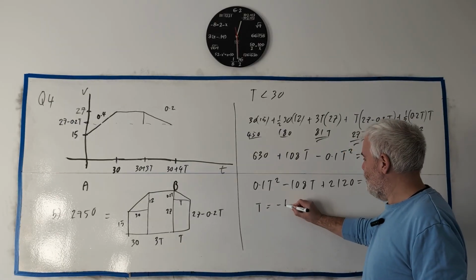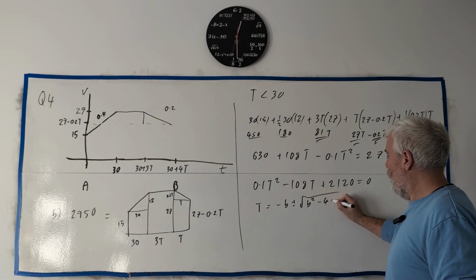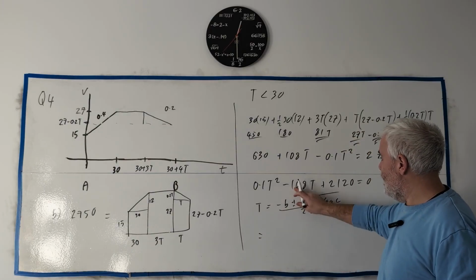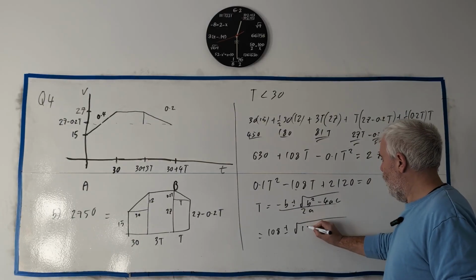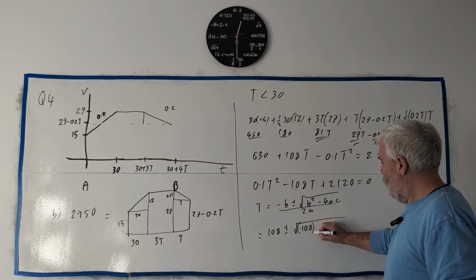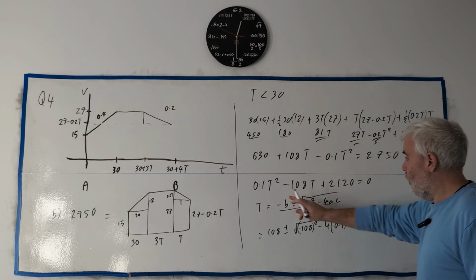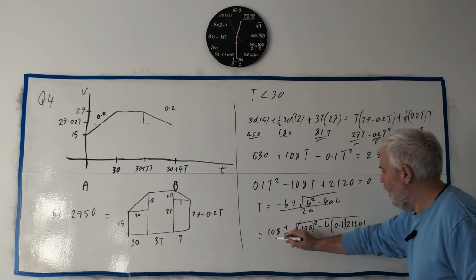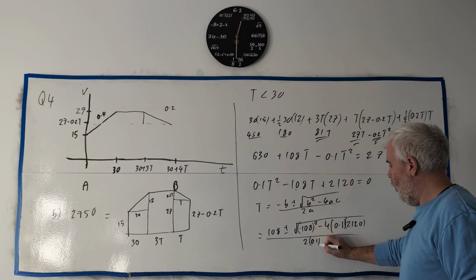t is equal to minus b plus or minus the square root of b squared minus 4ac, over 2a. In this case, that would be minus minus 108, so 108, plus or minus the square root of minus 108 squared, minus 4 times a, which is 0.1, times c, which is 2120, all divided by 2 times a, which is 2 times 0.1.